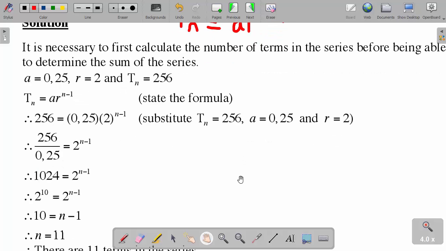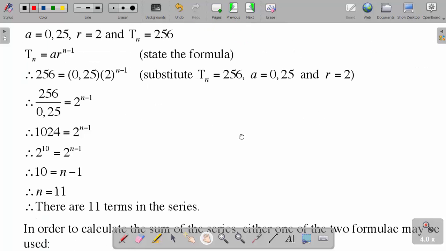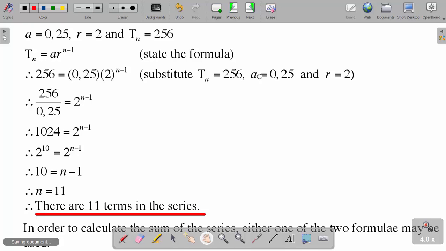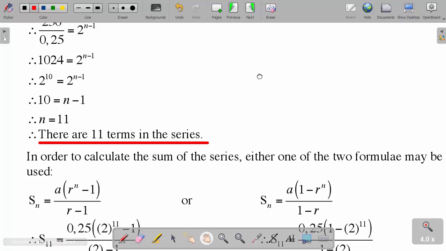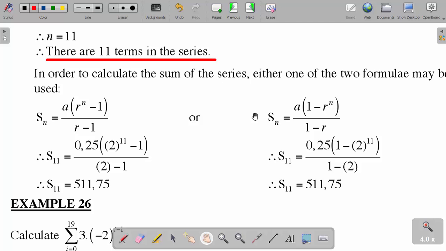Now 1024, if I get the prime factors, is the same as 2 to the power 10. Because I have the same base, which is 2, I can equate the exponents. So n minus 1 equals 10, which means my n is going to be 11. Therefore, there are 11 terms in the series. That's my answer there. I hope we are together. If you're not together, please pause the video and watch it again. I'm sure you will understand.